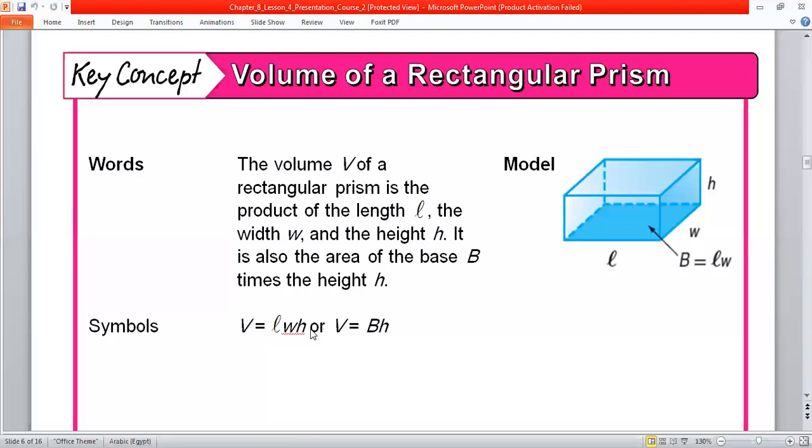Again, the volume is equal what, Muanna? The volume is length by width by height. Again, what is the volume? The volume here is equal length by width by height.